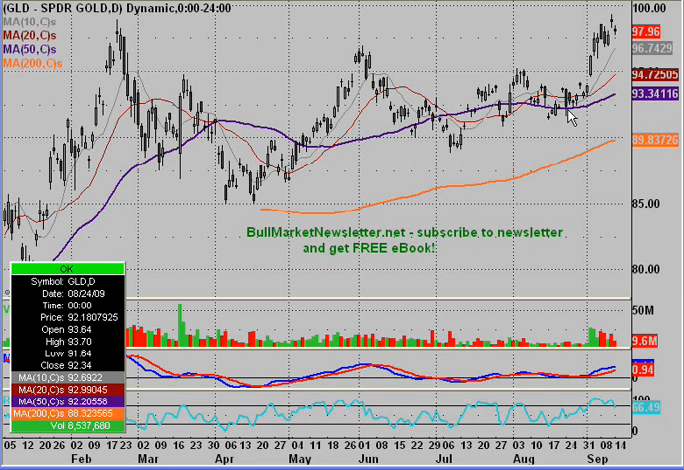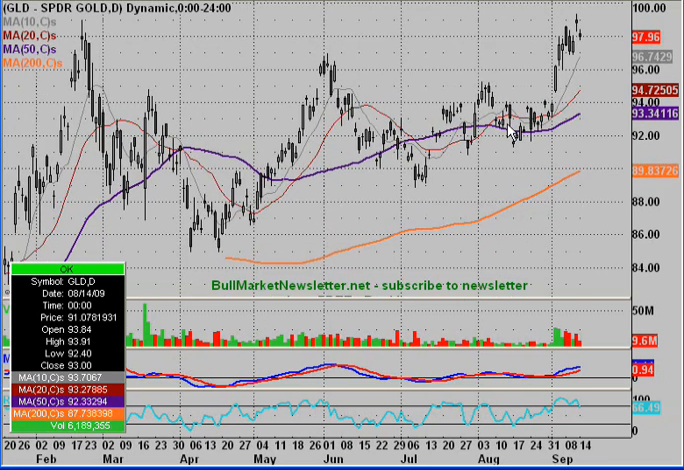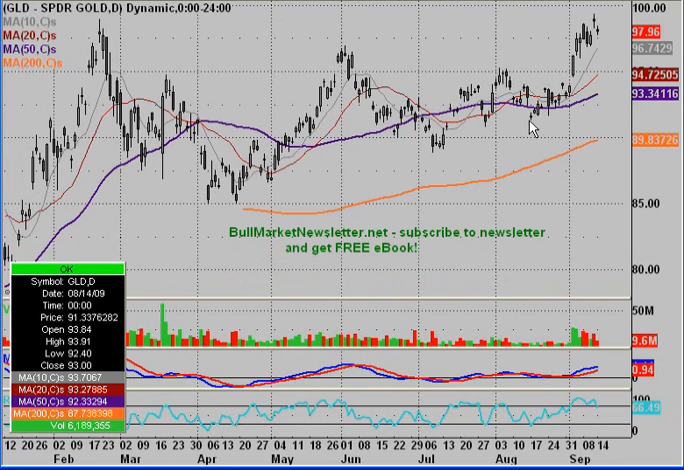Hey, it's Clay Trader, and this will be a video chart on GLD, which is a spider for gold. A good one to trace the gold sector. Did this one a few weeks ago and want to get it updated as it made a move through the pattern that I had drawn.